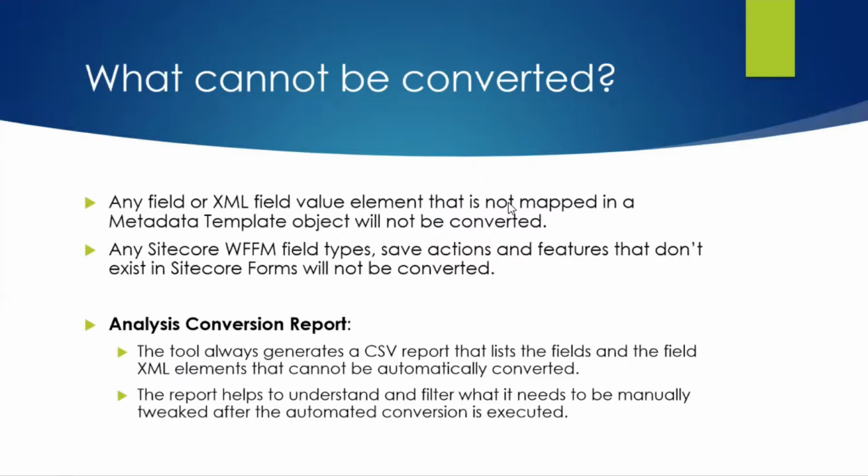And that way, it becomes easy to do a post-analysis and say, okay, I need to act on this. I need to manually tweak this field, this form, because it didn't get converted automatically. But the output can also be used to say, okay, maybe I need to build a custom converter or a custom JSON object to support things that haven't been converted by the out-of-the-box version of the tool.